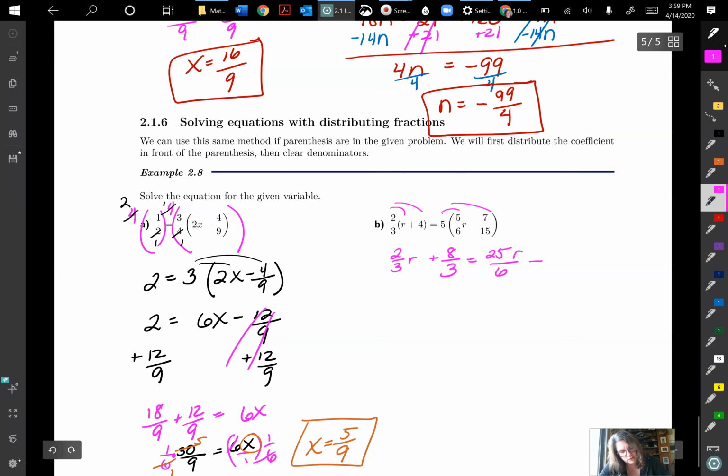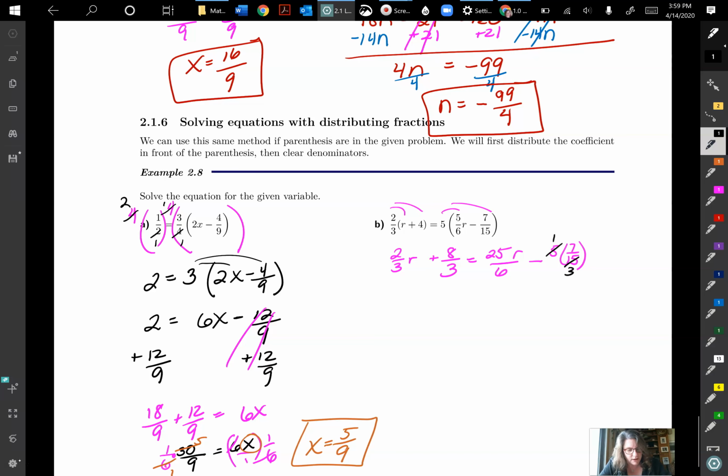minus, now here's where we have 5 times 7/15. I could reduce that ahead of time. I could go 5 times the 7/15 and just go ahead and reduce that. So I'm left with 1/3 there. Makes it, or well, 7/3 once I multiply out. So that makes it a little easier to work with.